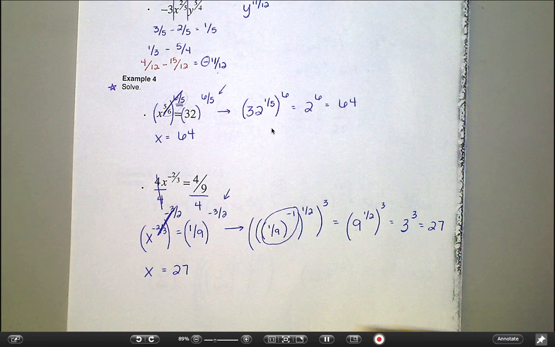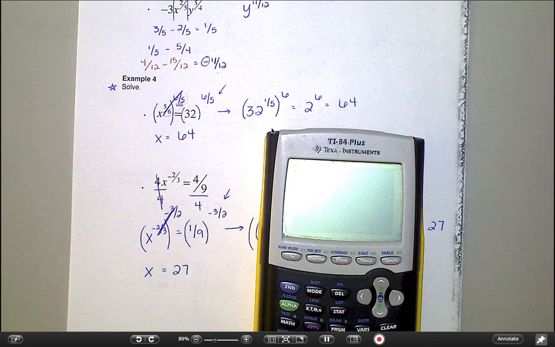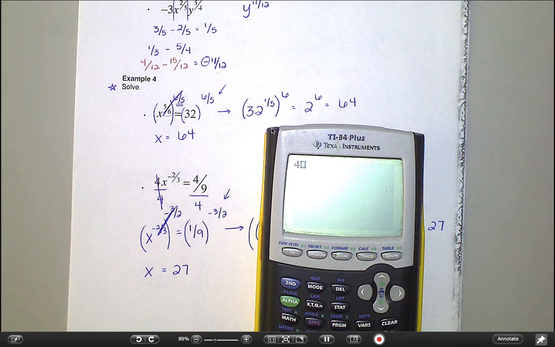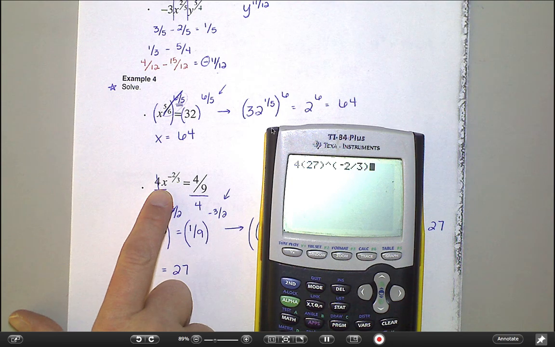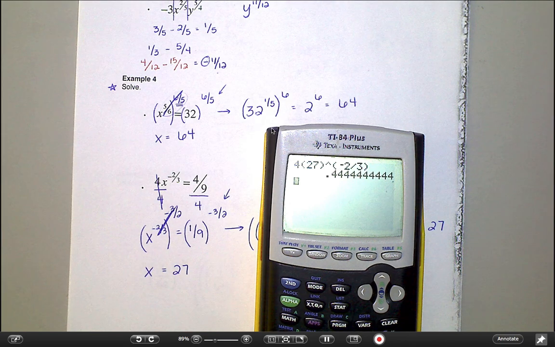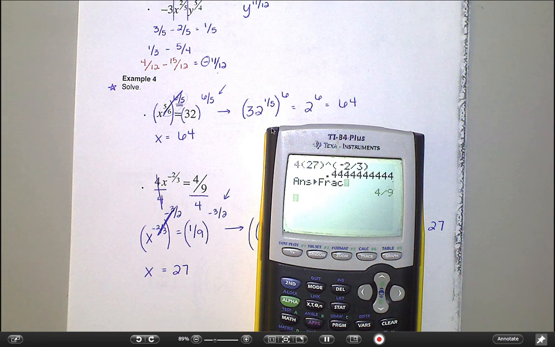If you wanted to check and see that you were correct, now that's only going to work if you have a calculator handy, but you would do 4 times 27 to the power of negative 2/3. So I just typed in the left-hand side of the equation there. It should equal 4/9. Let's hit math and fraction, and sure enough, that's equal to 4/9.